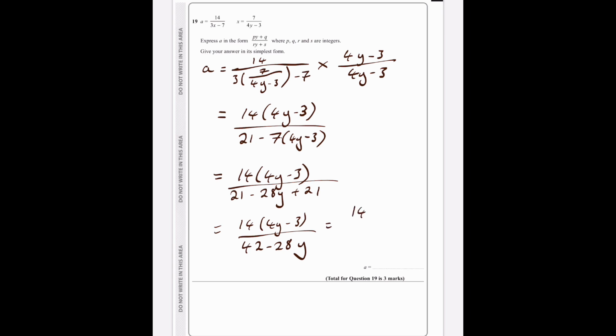That denominator has got a common factor of 14, so I can factorise the denominator and cancel down the fraction, cancel the 14's, leaving me with 4y minus 3 over 3 minus 2y.